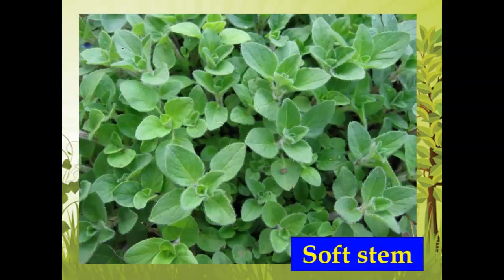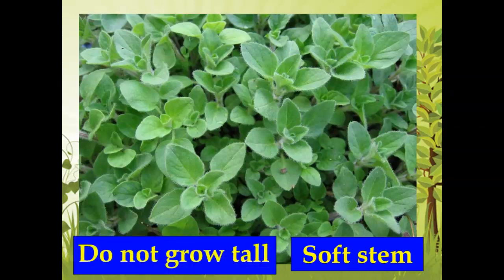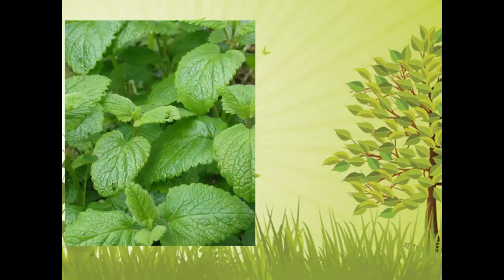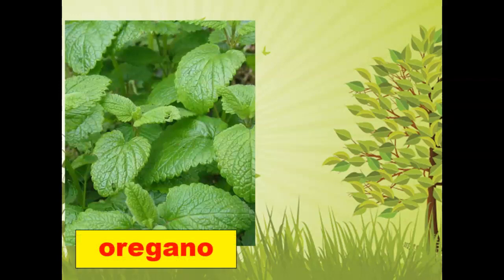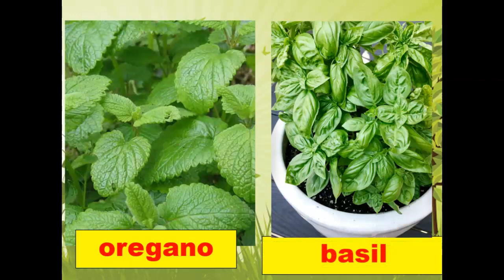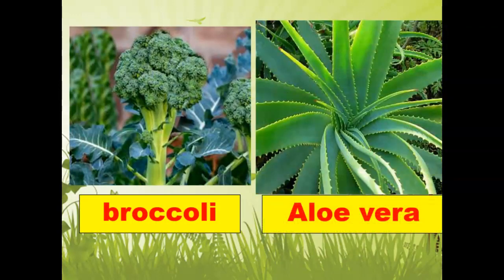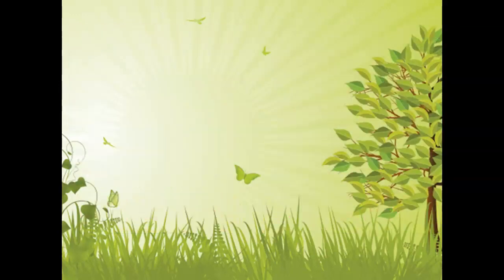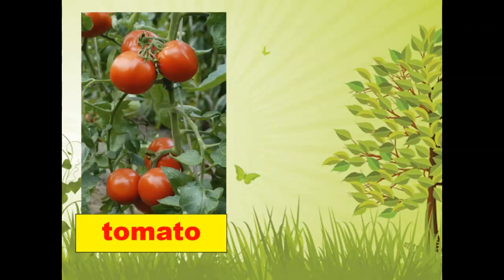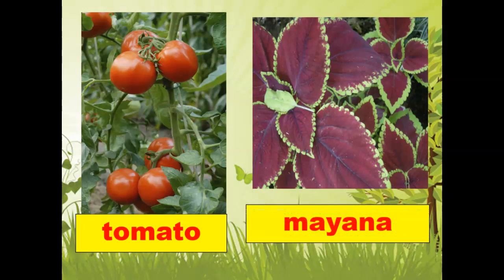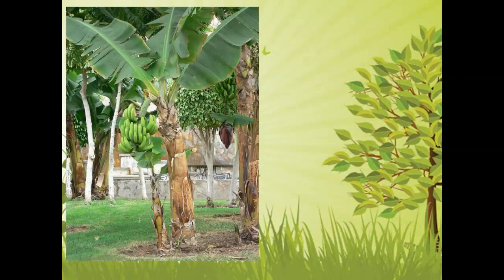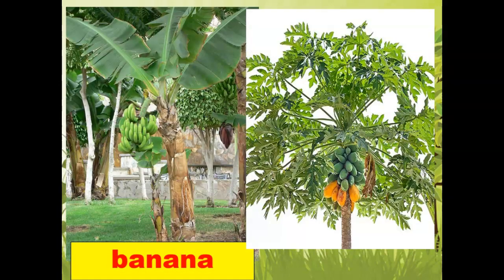Again, herbs have soft stem and they do not grow tall. Here are some examples of herbs. We have oregano, basil, broccoli, aloe vera, tomato, mayana, banana, papaya.